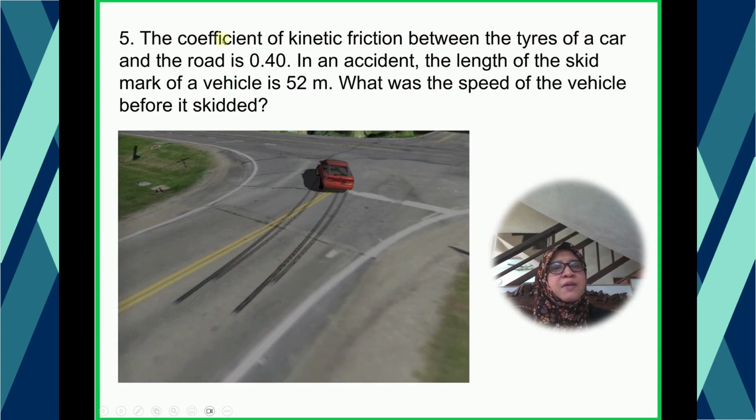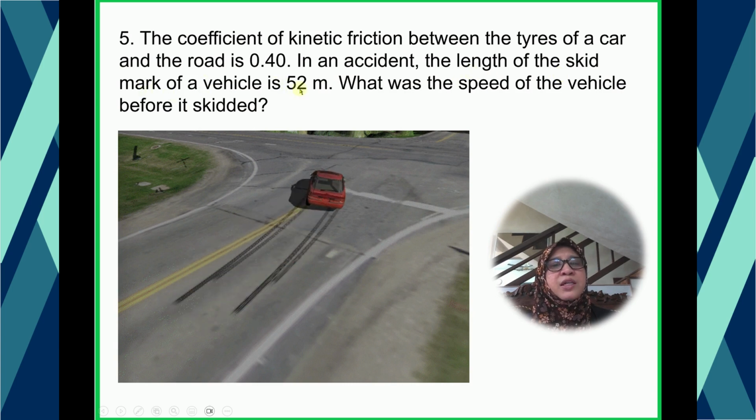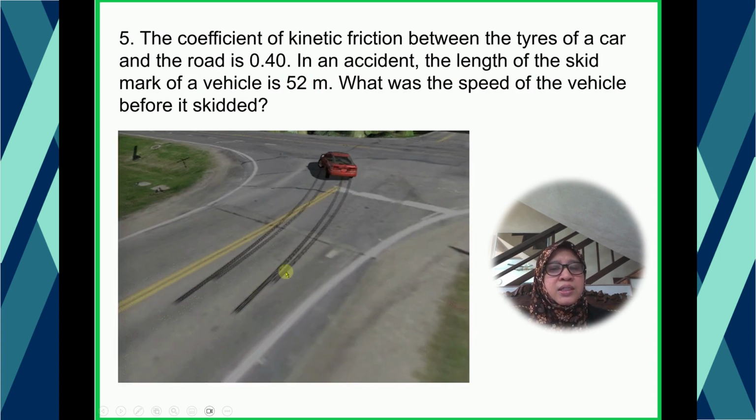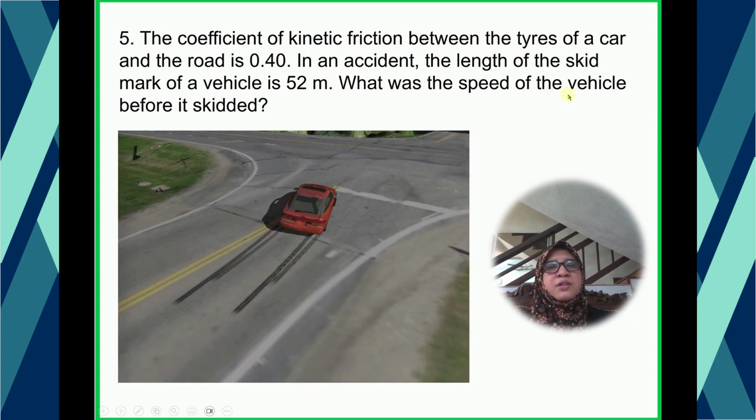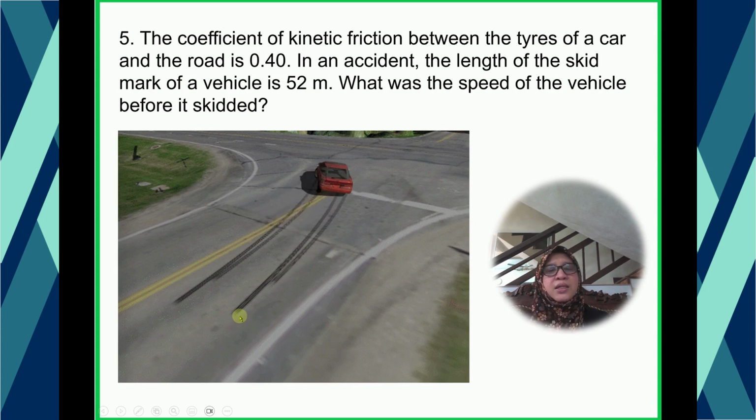Okay, question 5. We read the question. The coefficient of kinetic friction between the tires of a car and the road is 0.40. So this is mu. Then in an accident, the length of the skid mark of a vehicle is 52 meter. From the animation, you can see here when the brake is applied, this is the skid mark on the road. So what was the speed of the vehicle before it skidded? At the initial point, when it starts to skid, we are going to find the speed at this point.